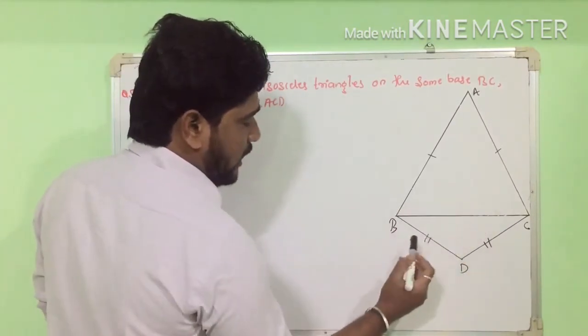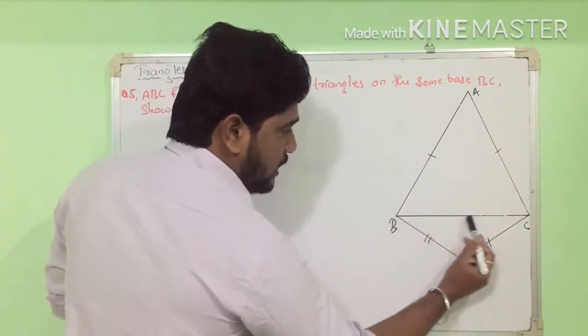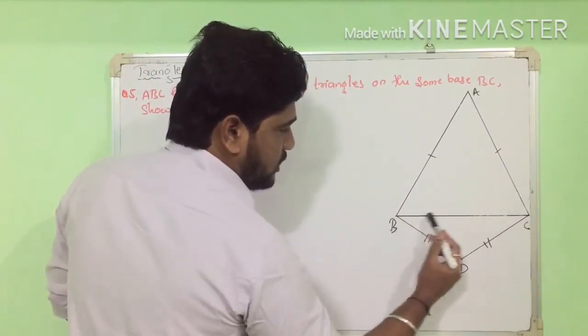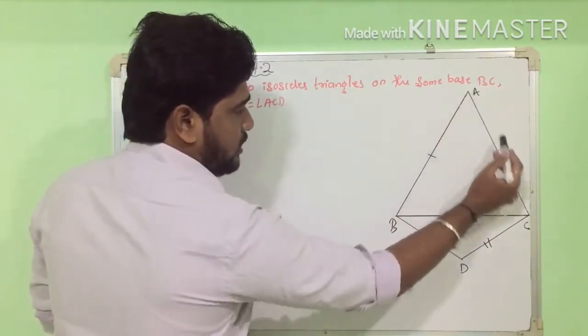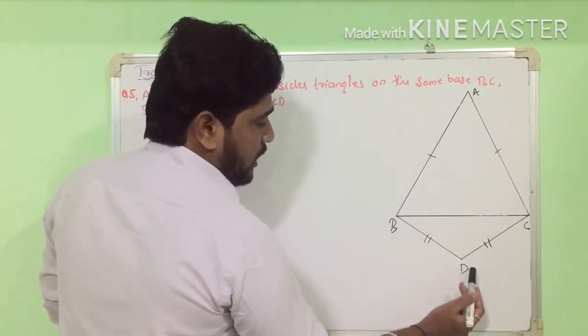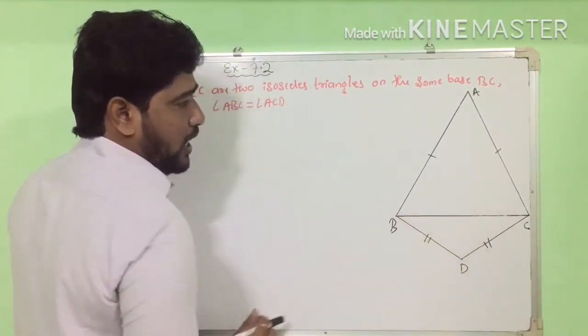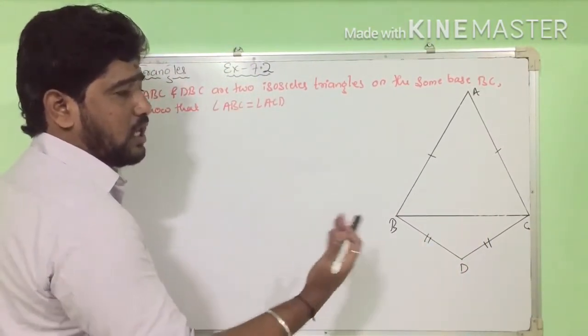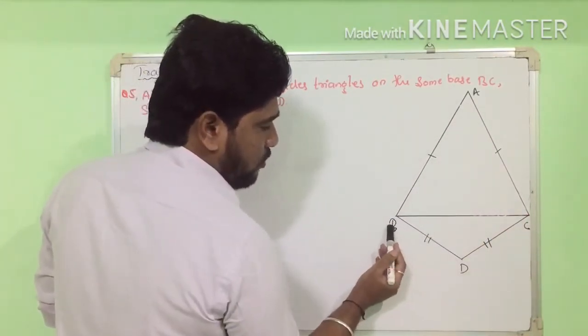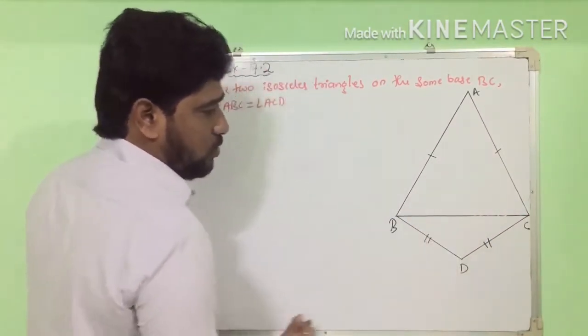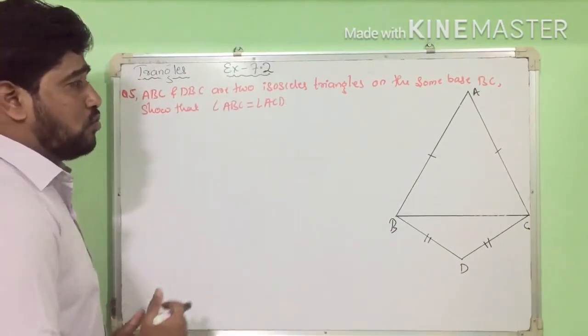So here two isosceles triangles are on the same base BC. BC is common to both triangles. So here one triangle is ABC and another triangle is BDC. These two triangles are isosceles triangles. It means two sides are equal. AB is equal to AC. Here also BD is equal to CD. The two sides are equal in these two triangles.